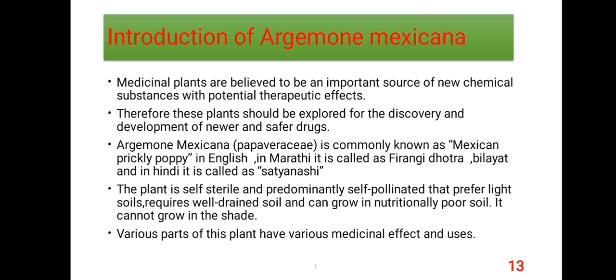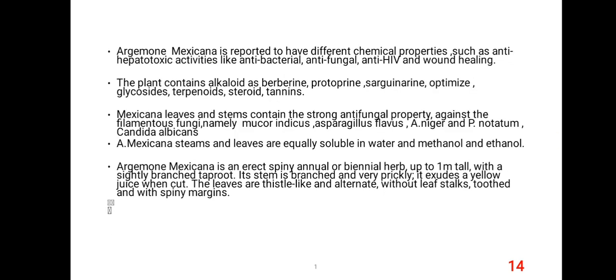The plant is self-sterile and predominantly self-pollinated, prefers light soils, requires well-drained soil and can grow in nutritionally poor soil. It cannot grow in the shade. Various parts of the plant have various medical effects and uses.